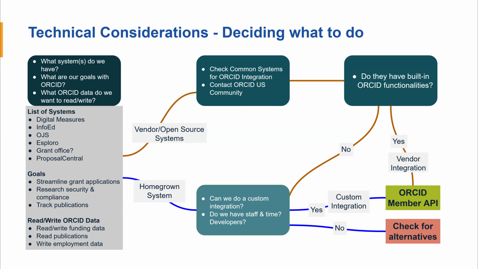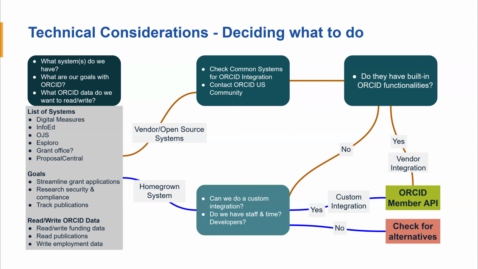So the questions about what systems do we have currently in our organization? What are our goals? What data do we want to either read from ORCID, write to ORCID, or both? So those are the things that you want to really consider and think about when you're considering a technical integration with ORCID. So this you can follow along. So for example, if you have a vendor system, go ahead and check the common systems list that I showed earlier. You can contact us at orcidus@lyrasis.org if you're not sure and you just want to know more about how that system works potentially with ORCID.